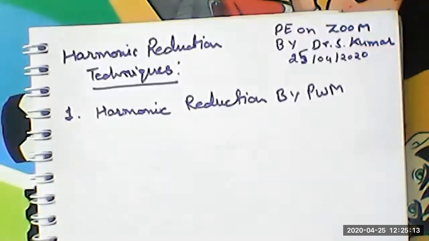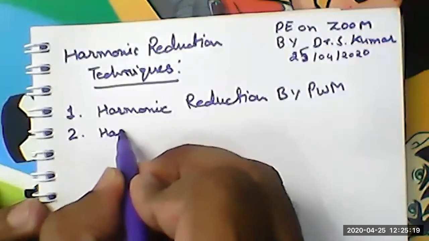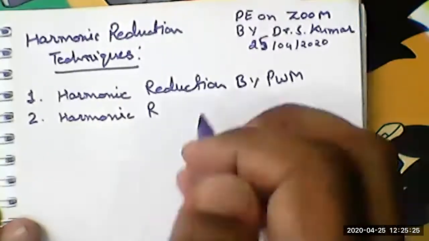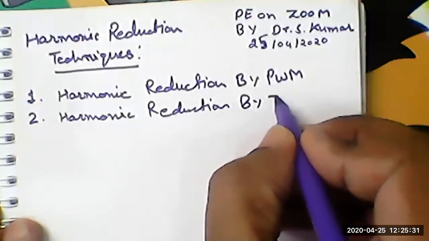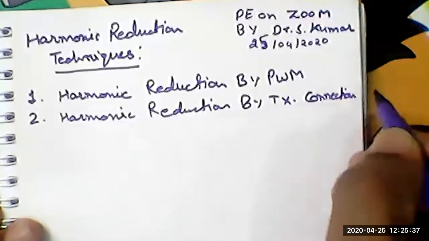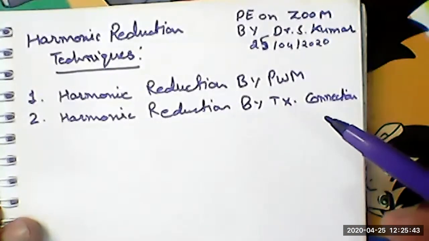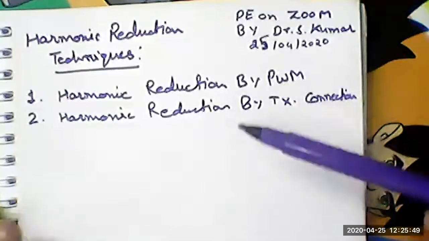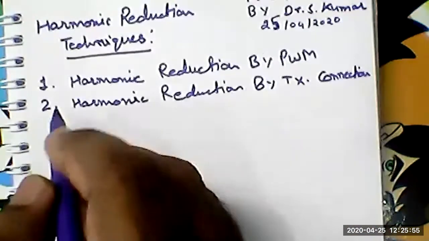Now, after this, the second technique is harmonic reduction by transformer connection. We have already discussed a little bit about this in our earlier lecture. We have seen the primary is having a single winding and on the secondary side there are two windings, and we connected them in such a way that harmonics get eliminated. This we will also see in detail.